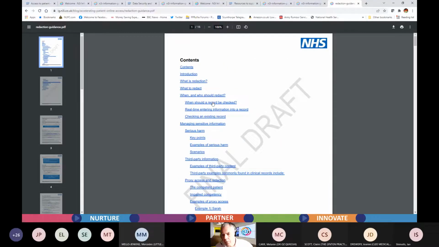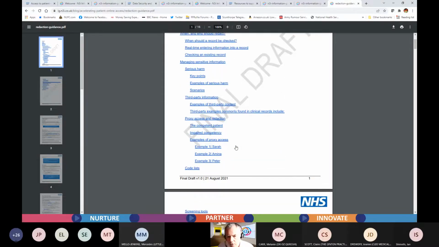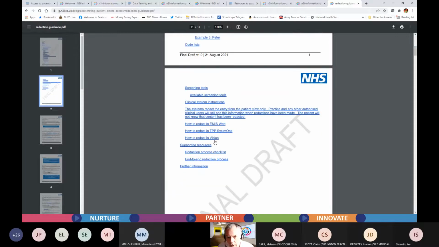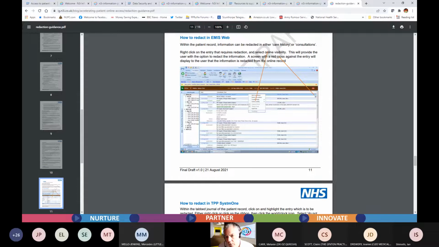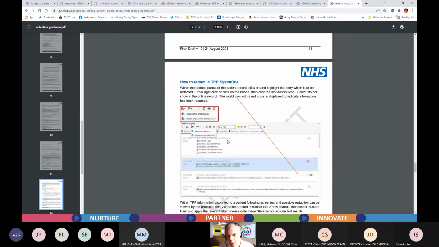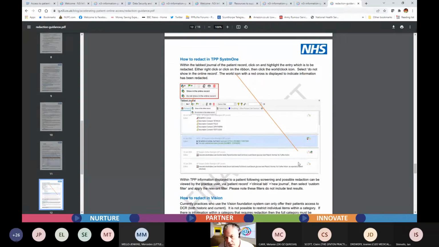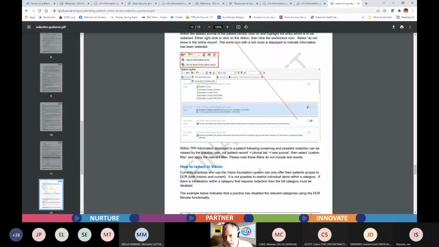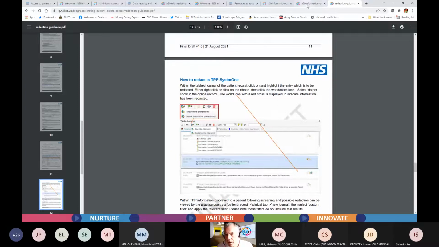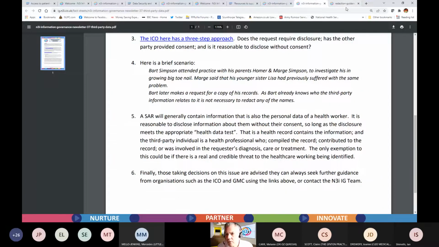But as I say, it's on the blog there, and this is about redacting information, and I think it's a really good document. It goes into how to redact in EMIS, for example, and it shows you the exact steps: click this button, press that, that's what will happen. And SystmOne has the same thing. So I'd recommend you have a look at that document.